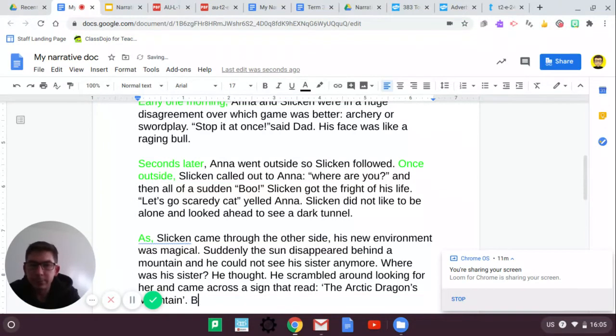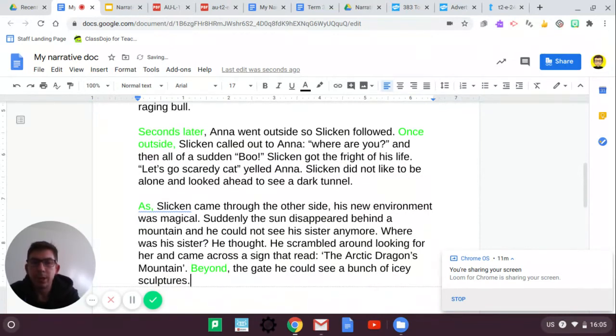Beyond the sign or gate, beyond. So again, that's another linking word. It's a good one. Feel free to use it. Beyond the gate, he could see a bunch of icy sculptures. He did not recognize any until the last one. It was Anna.